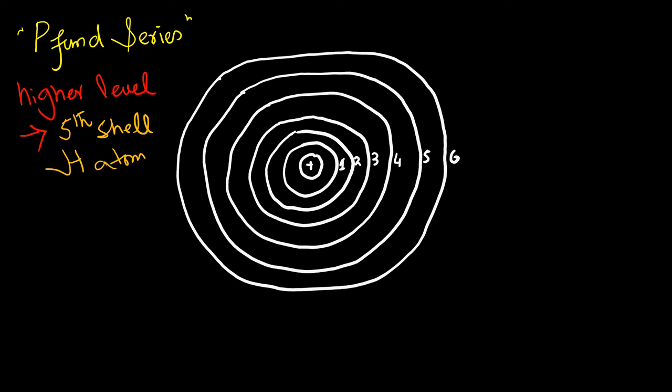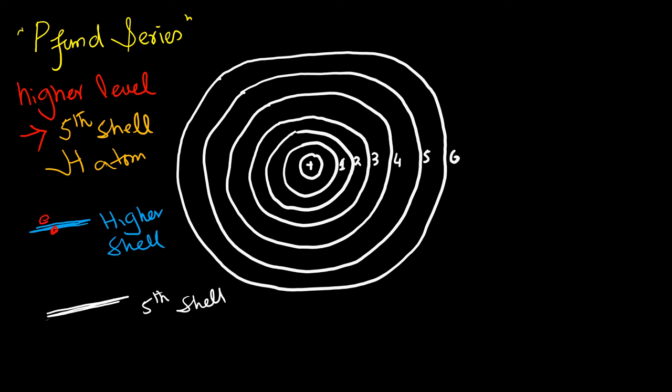So whenever an electron from any higher energy level, suppose this is a higher shell, jumps into the lower fifth shell, then in the process of jumping from a higher energy to a lower energy level, the electron will emit electromagnetic radiation. And the series of electromagnetic radiation produced whenever an electron jumps from a higher energy level to the fifth energy level is known as the Pfund series of electromagnetic radiation.